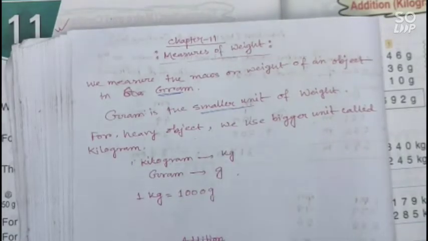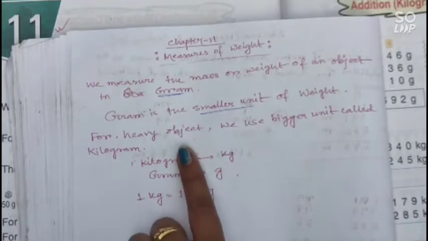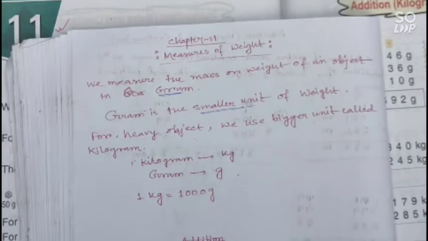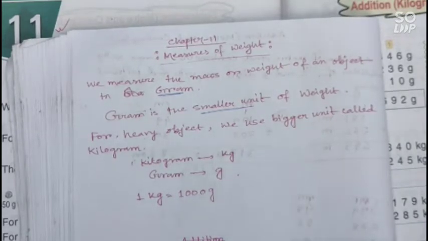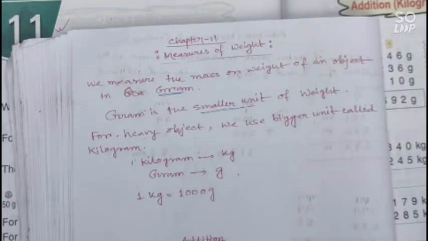That means when we measure an object of smaller weight, then we will use the gram unit. And when we measure the weight of any heavy object, then we will use the bigger unit called kilogram. So gram is the smaller unit of weight and kilogram is the bigger unit of weight, and gram is also the standard unit of weight.